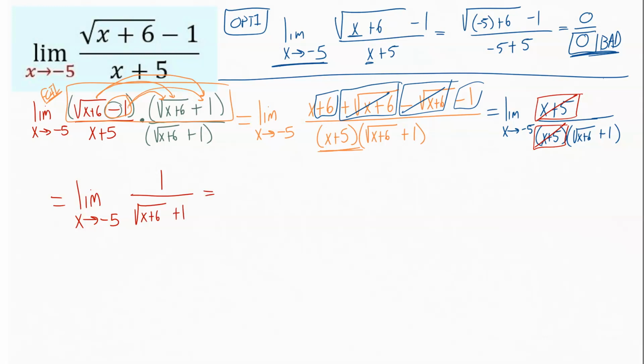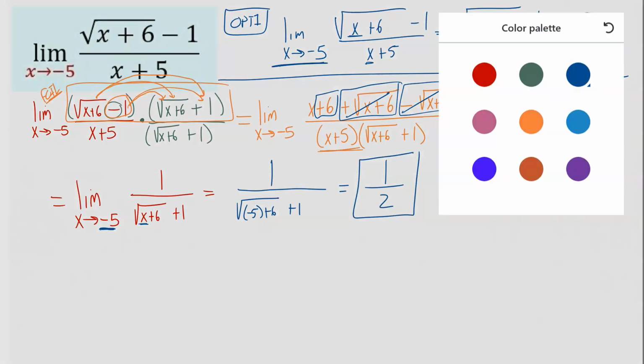After you do that process, after you get that sweet cancellation to happen, guess what? You're back to option 1 again. Try plugging in your x value. So our x value is negative 5. We plug it in everywhere we see an x. It's at this point that we finally get to drop off that limit statement. So I plug in negative 5 plus 6 plus 1. On the top, I get 1. Negative 5 plus 6 is 1. Square root of 1 is 1. 1 plus 1 gets us 2. So our answer here is 1/2.